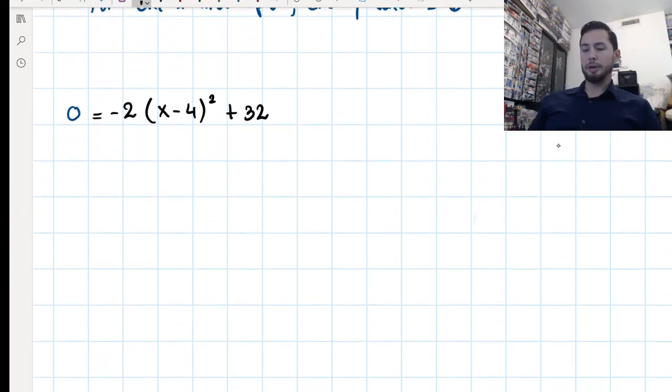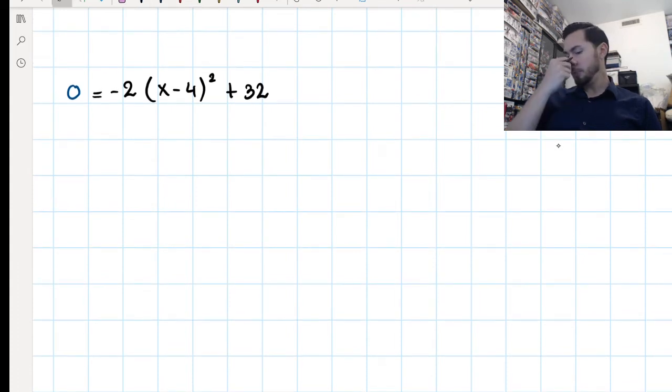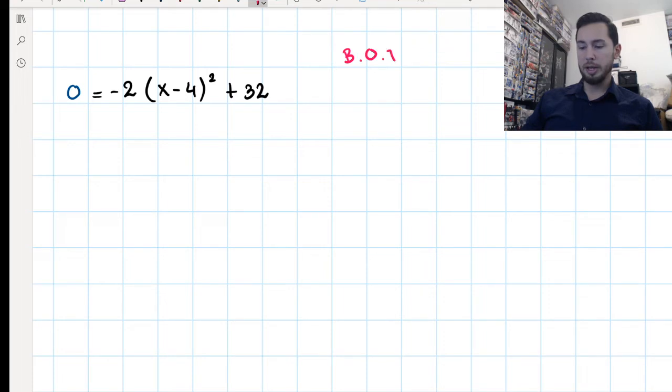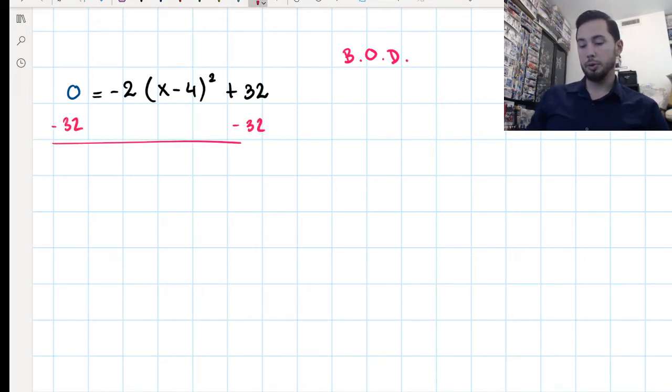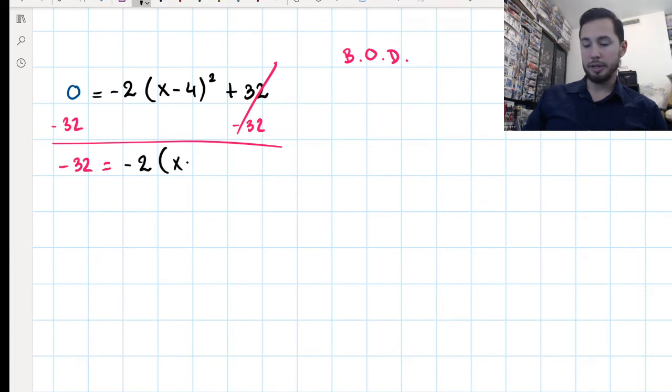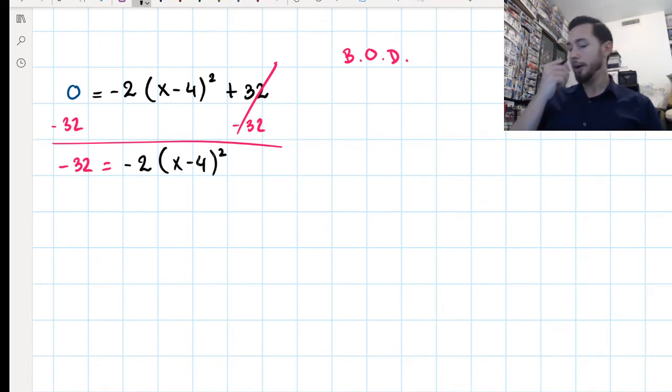And I want to work backwards. Now, this does behave like BOD. So I always begin with my opposites and then divide. So the only thing I can get an opposite of here is my constant, my 32. And the opposite of 32 is going to be negative 32. So I'm going to bring the 32 over. It's going to cancel on this side. And here I'll have negative 32 is equal to negative 2 times x minus 4 squared.